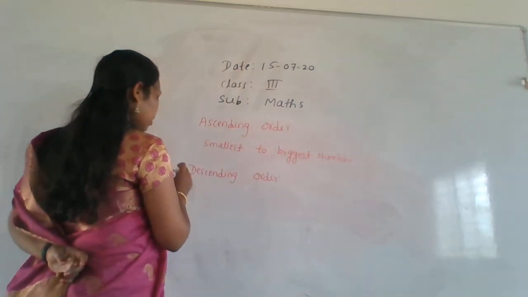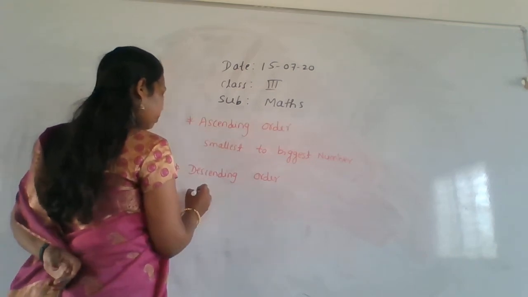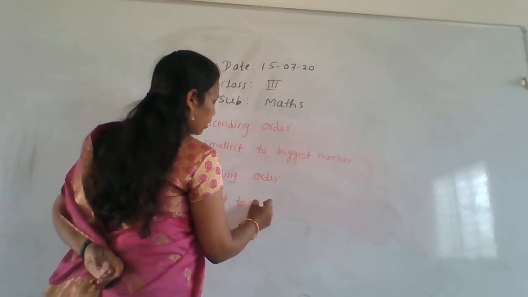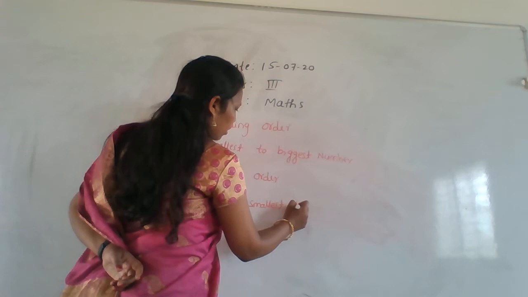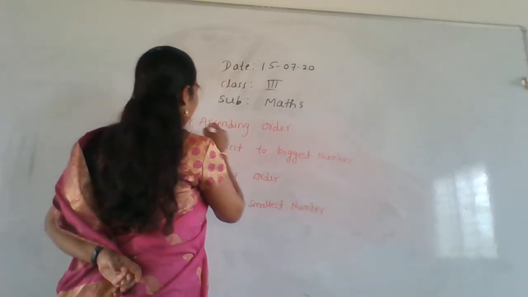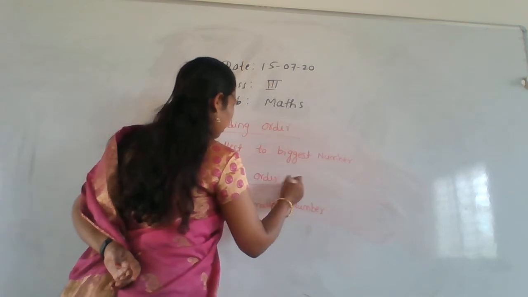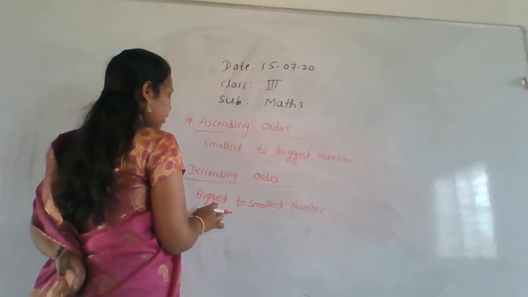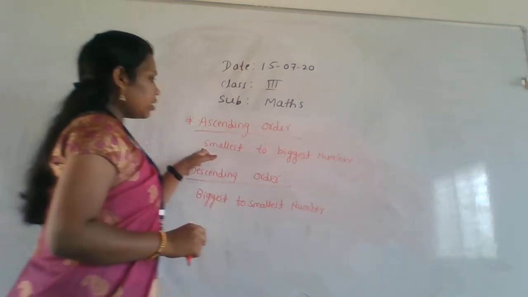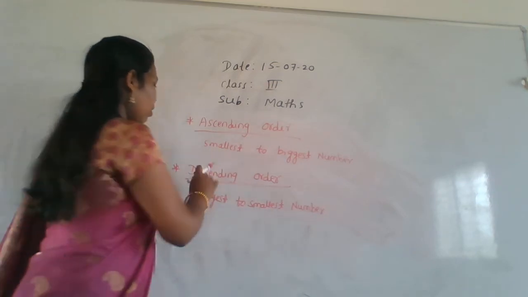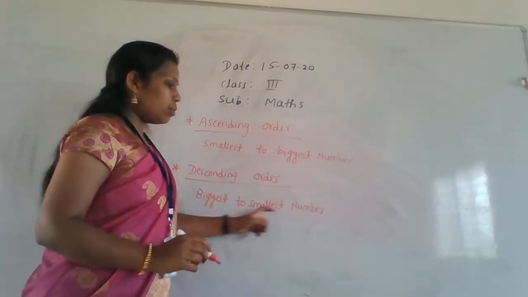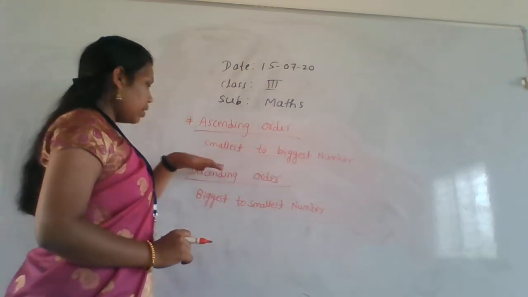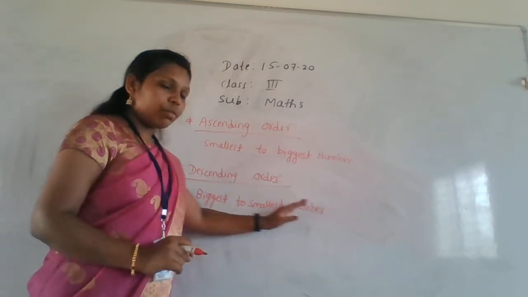Okay, next one is here: biggest to smallest number. This is ascending order, this is descending order. Getting it? Ascending order as well as descending order. Ascending order is nothing but smallest to biggest number, and descending order is nothing but biggest to smallest number.